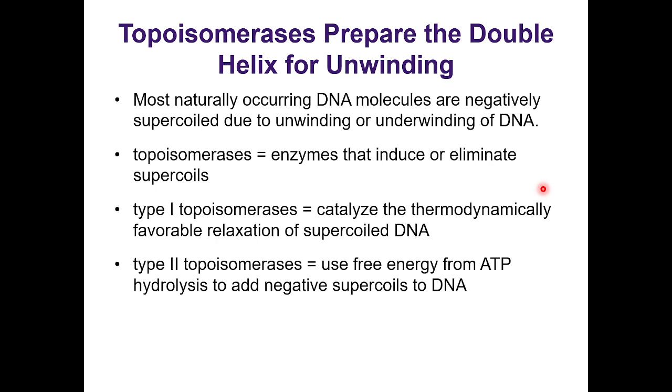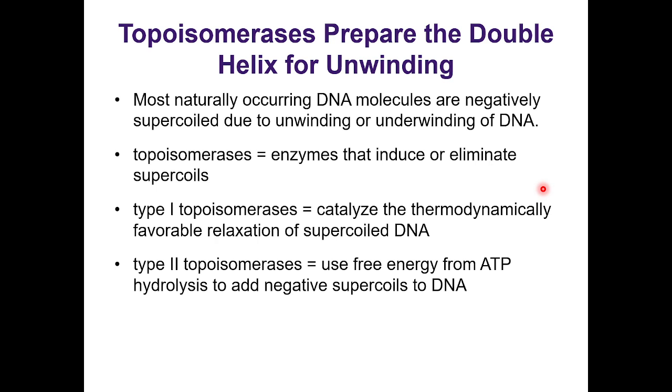Topoisomerases are the enzymes that induce or eliminate supercoils. There's a couple of topoisomerases that you have to understand. There's type 1, which is going to catalyze the thermodynamically favorable relaxation of supercoiled DNA. Basically, you've all taken some headphones or a charging wire and coiled it, and then lifted it off the ground to let it relax. Kind of similar to that. We do it in a kind of weird way because it's light and small; we're not necessarily going to be able to depend on gravity to do it, right?